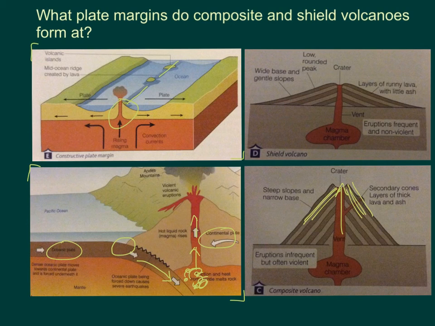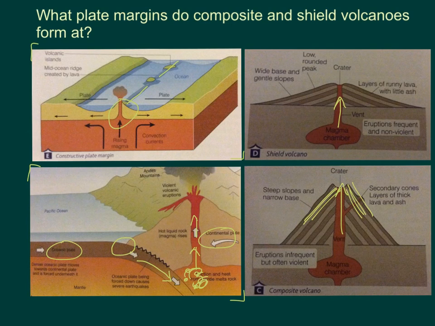The other characteristic to point out between shield and composite volcanoes is about how frequently they erupt. Because there is no problem with the magma escaping at a constructive plate margin, there's a gap, it's able to move outwards, and the layers of lava are low in silica, okay, that means the gas is able to escape. So our eruptions are frequent but non-violent because the gas doesn't build up.